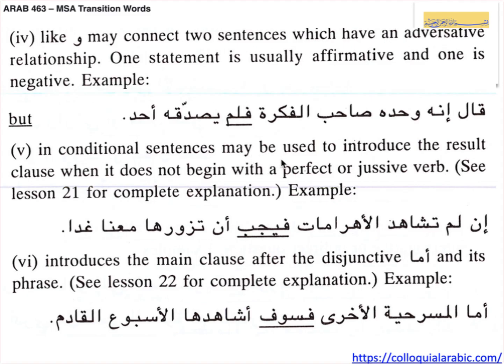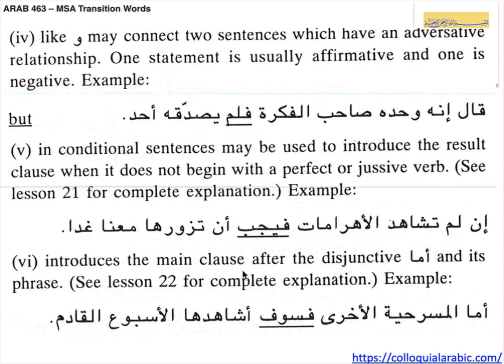In conditional sentences, the fa may be used to introduce the result clause when it does not begin with the perfect or jussive verb. We'll discuss more in lesson 21. For example, إن لم تشاهد الأهرامات فيجب أن تزورها معنا غدا. So if you have not yet seen the Ahram of Misr, the Egyptian pyramids, then you should come and visit them tomorrow. So then you should come with us to visit it tomorrow.